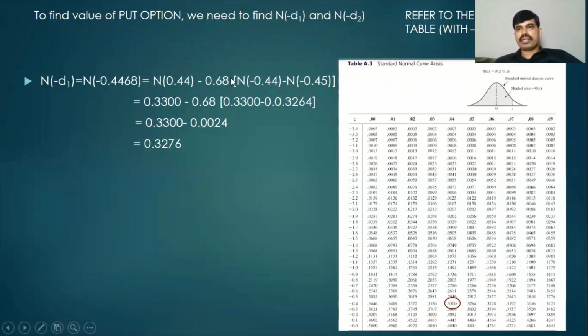And since this 0.68 which is there, we need to calculate this value. Remember, since we are going with minus D1, when we consider the formula here also, we will always be considering first the value of 0.44 and then the value of 0.45. So if I consider the intersection of negative 0.45 and negative 0.44, the values that I will be able to get are 0.3300 and 0.3264.